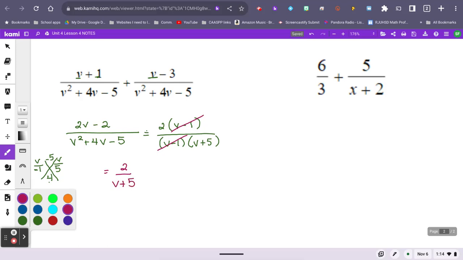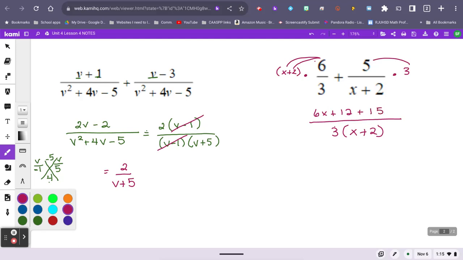All right, next one, we can see they definitely do not have the same denominator. So we have to multiply each side by the opposite denominator. So this side we're going to multiply by x plus 2. And this side we're going to multiply by 3. So that at the end, we're going to have the same denominator. And here I'm going to multiply the 6 to everything there. So 6x plus 12 plus 3 times 5 gives me 15.